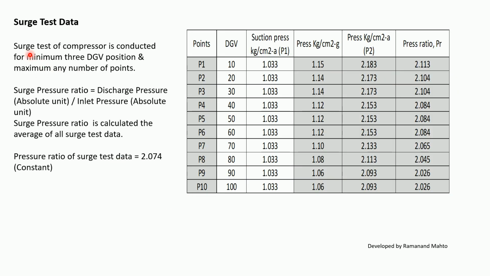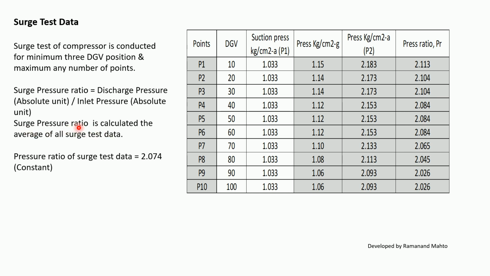So PT, TT and all other information are converted to engineering values in the PLC. Now the surge test data. A surge test of the compressor is conducted for a minimum of 3 IGV positions and a maximum of any number of points. Surge pressure ratio is the discharge pressure in absolute unit upon the inlet pressure in absolute unit, and the surge pressure ratio is equal to the average of all the surge test data. But please note that the surge pressure ratio has to be calculated individually, and then the average has to be taken. So this is the clarification for this statement.